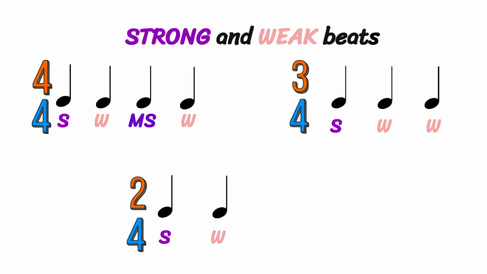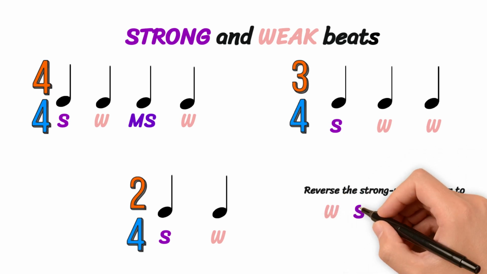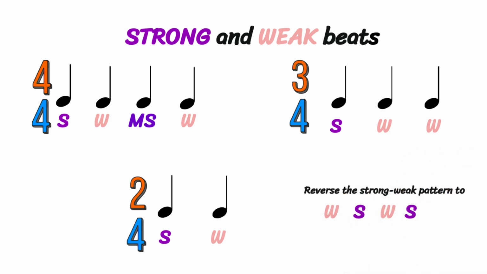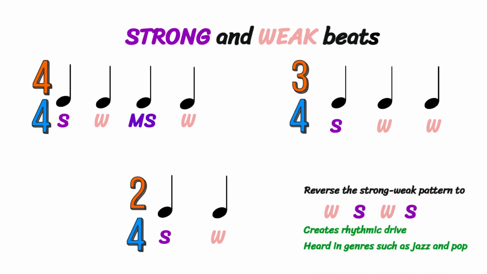By emphasizing different beats, you can create interesting rhythmic effects. For instance, in pop and jazz music, placing emphasis on beats 2 and 4 creates a syncopated effect, which gives the music a sense of rhythmic movement.